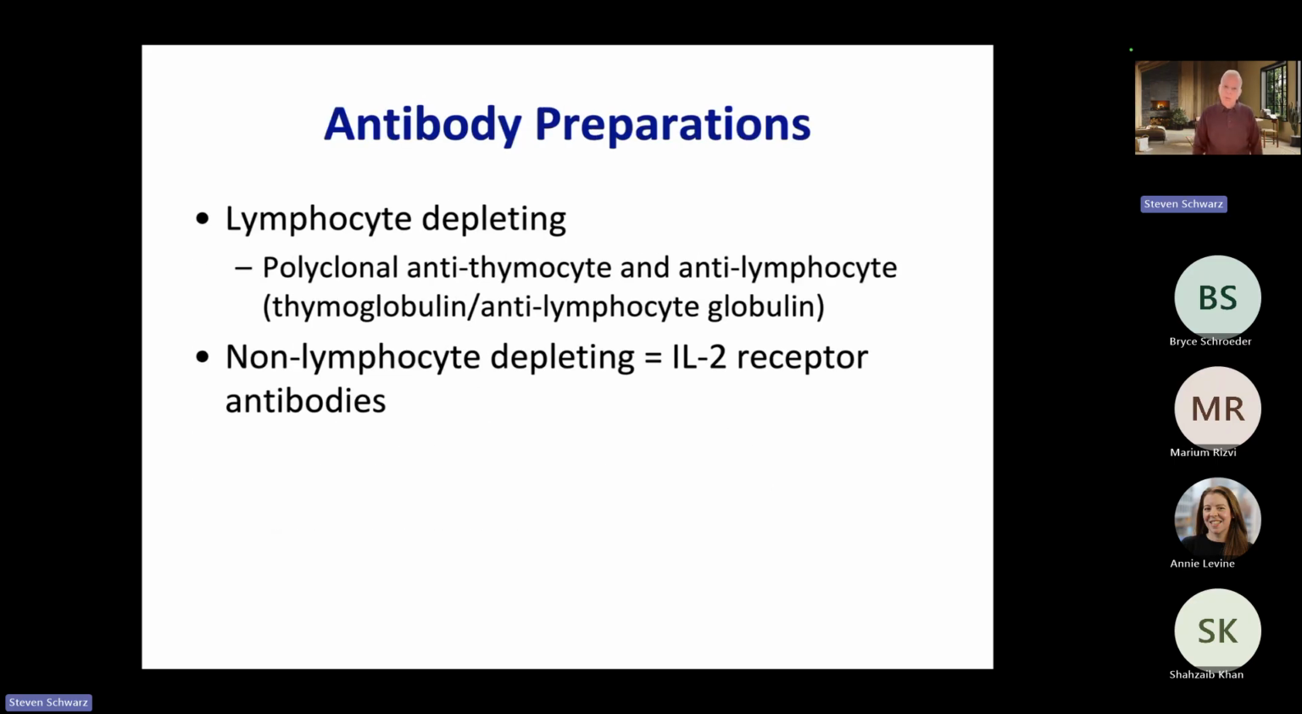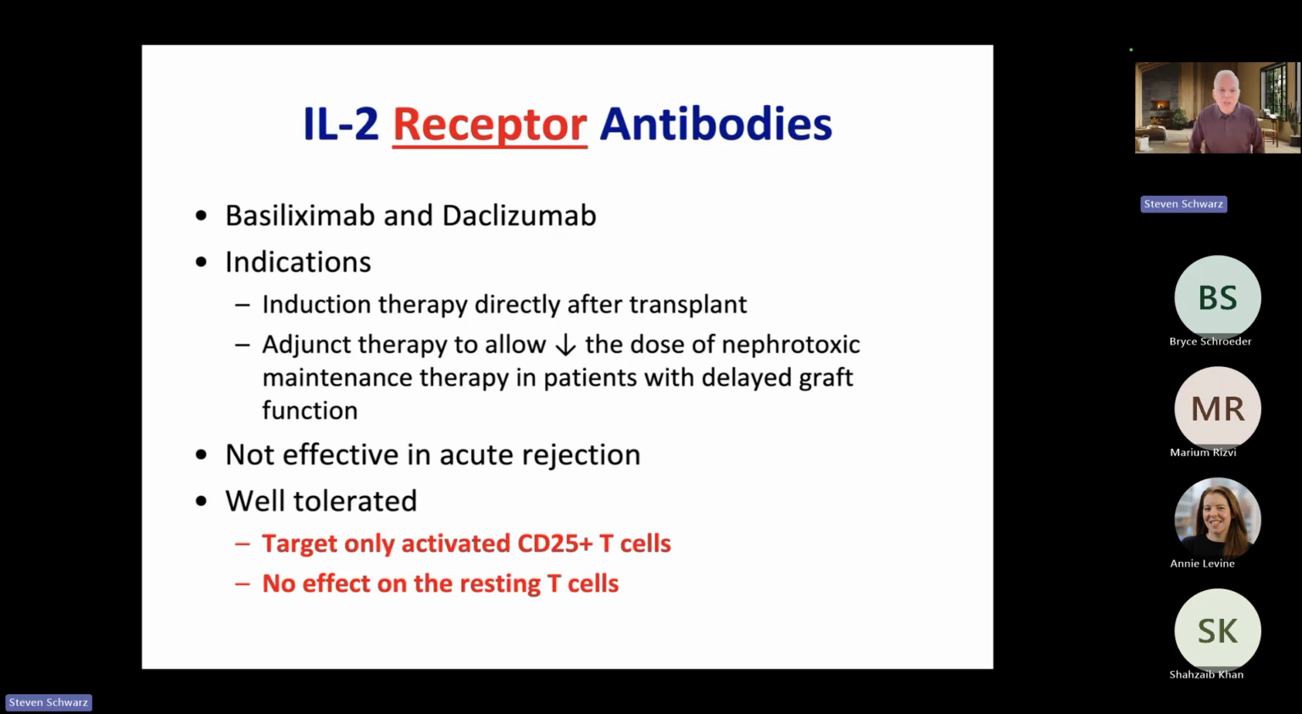Antibody preparations are generally lymphocyte depleting, and those are anti-thymocyte globulin, or they can be non-lymphocyte depleting, directed at specific cytokines or receptors, in this case, the IL-2 receptor antibody. IL-2 receptor antibodies include basiliximab and daclizumab. The indications are for induction directly after transplantation and as adjunct therapy to allow one to decrease the dose of calcineurin inhibitors, which are nephrotoxic, in patients who may have delayed graft function. They're not effective in acute rejection.